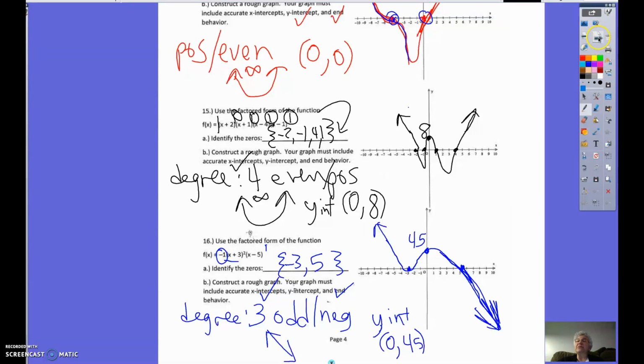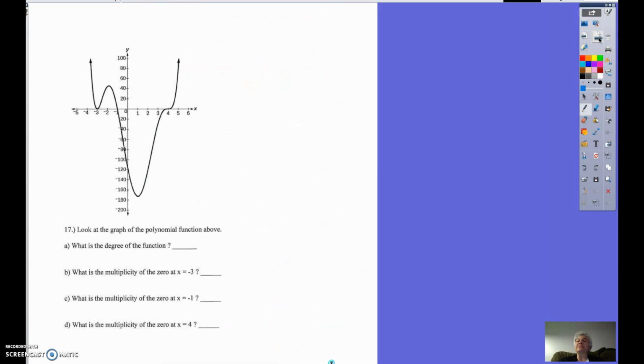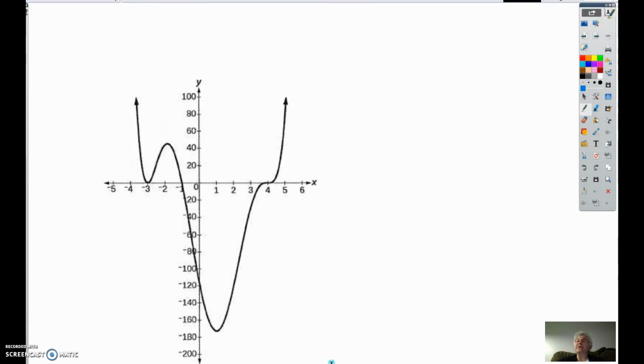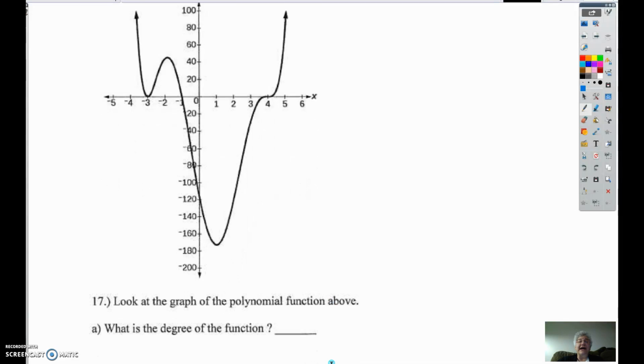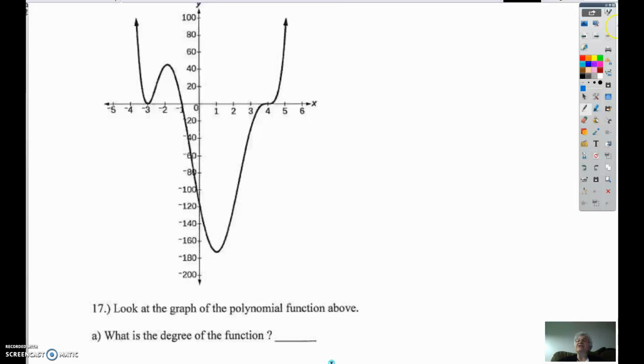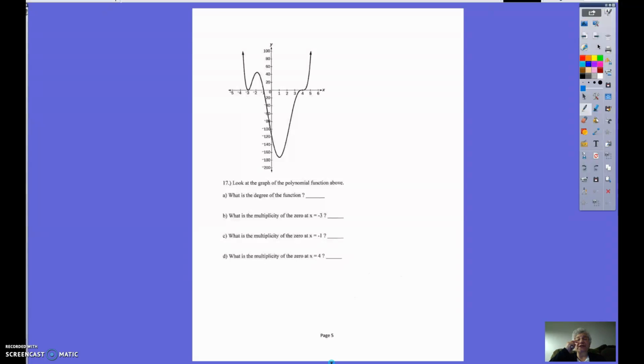Last page. We're on page 5. Now, I don't know why it's not centering. I'll do my best to try to get it to center. Here we go. So I've got a graph. It talks about multiplicity. It talks about degree. And we're going to use everything we can see with our calculator, with our graph to answer the questions.